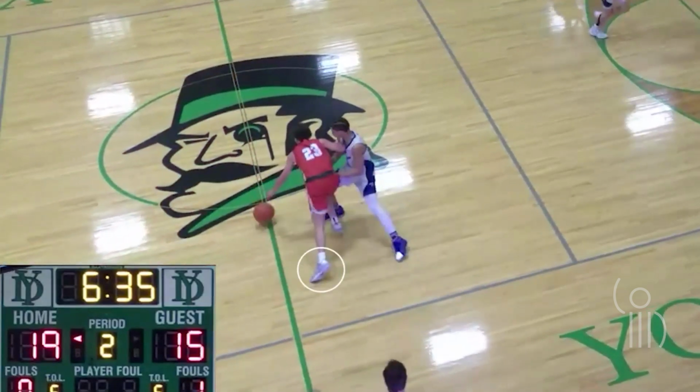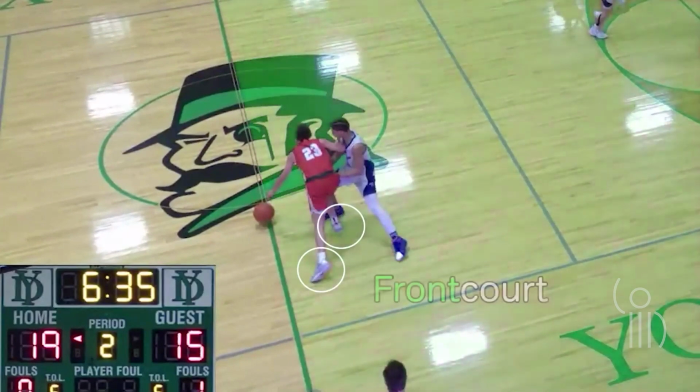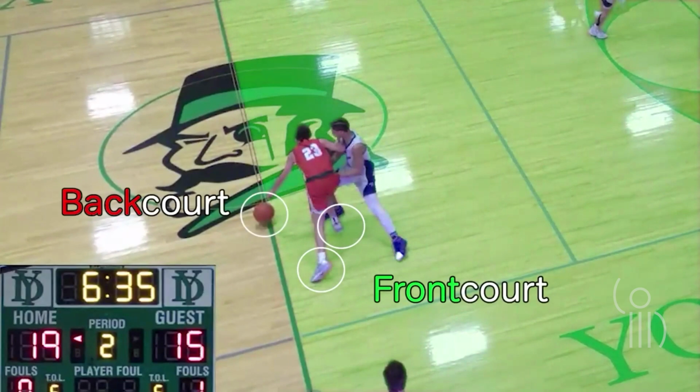We continue on. Now it looks like we've got 2 feet in the front court, correct? Correct. All right. The player is all the way in the front court, but the ball is not, which means what? Backcourt. He's still backcourt status.